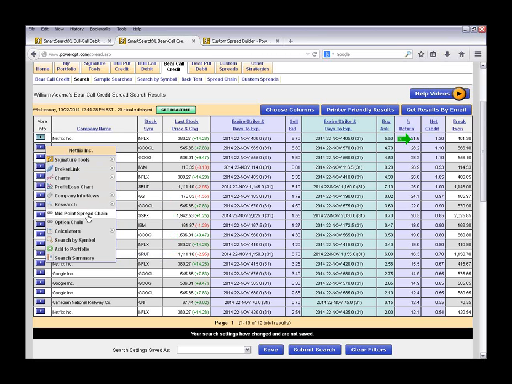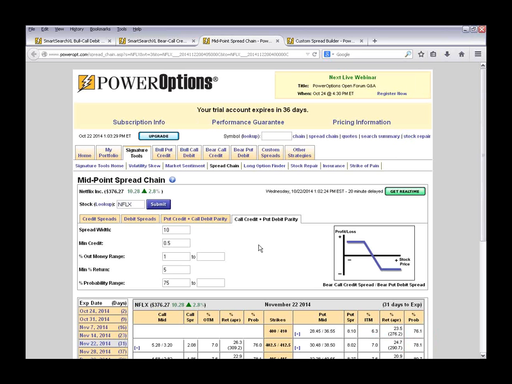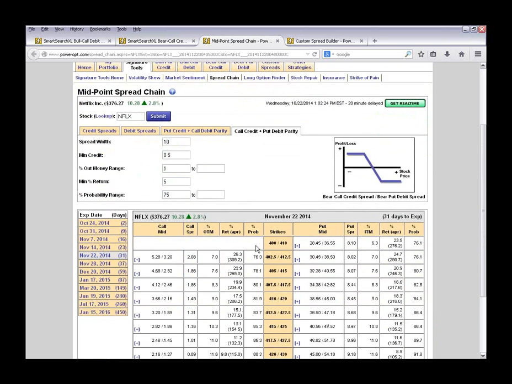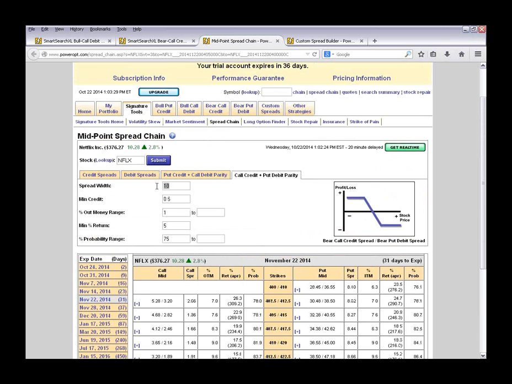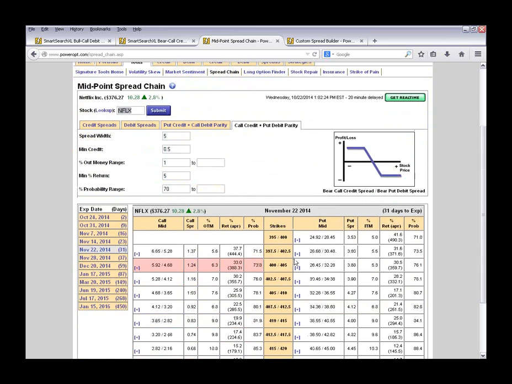I know my bear call credit is offering about a 31.6% static return. We're going to link over here to our position. Oh, I've got to change this a little bit. That was a 5-point spread, so I've got to make sure I have the right value there. Probability of 70. Let me submit that. So we're in the call credit and put debit parity.